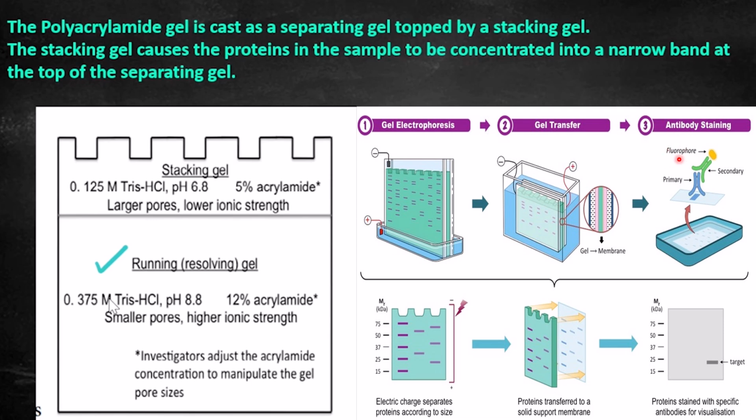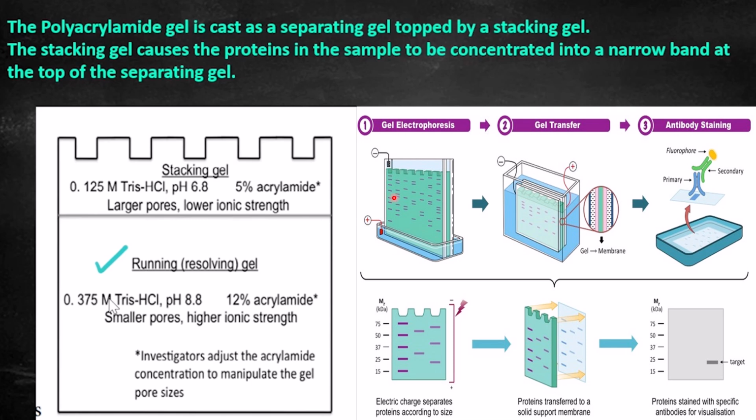Another step is antibody staining. First you have to block, add primary antibody, add secondary antibody, and a fluorophore is tagged. So when the substrate comes in contact with the secondary antibody, the enzyme it is linked to will give a certain color and you will be able to visualize it.